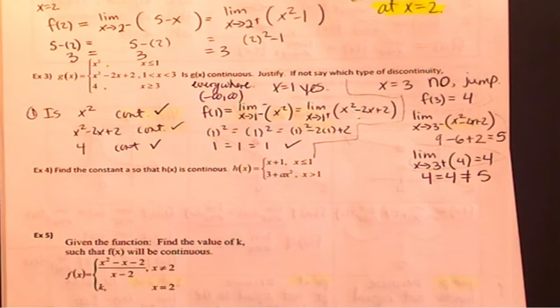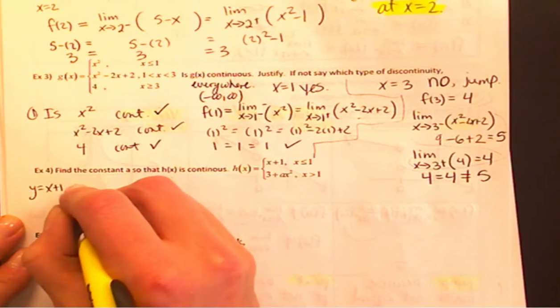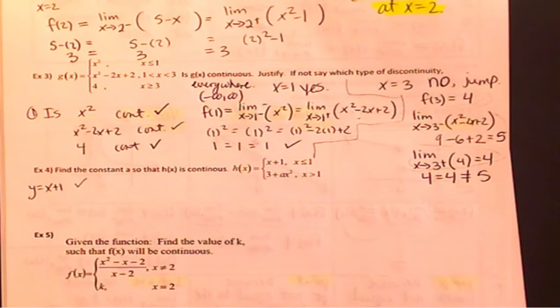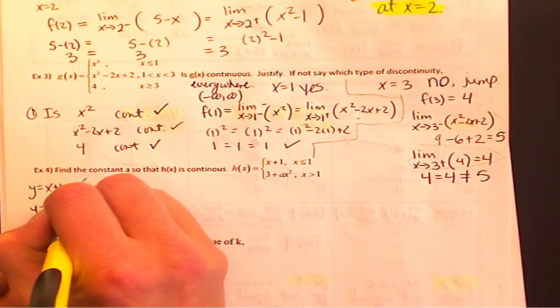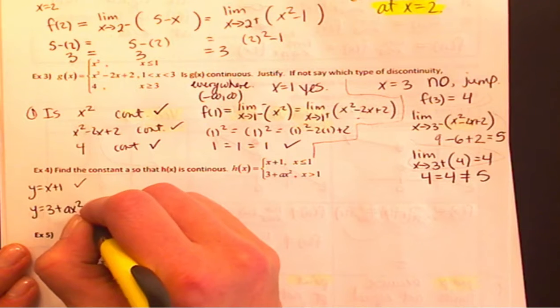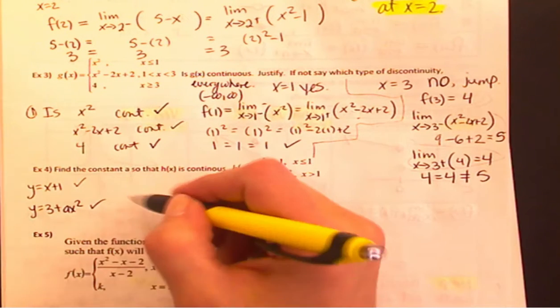Find the constant so that the function is continuous. Okay. Y equals x plus 1. Yes, the line is continuous. Good. Moving on. Y equals 3 plus ax squared. That is continuous because it's a parabola. All right.